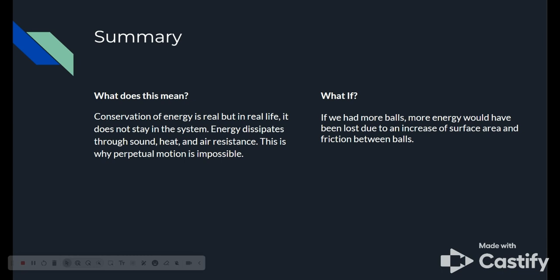And to conclude, the lab was successful and we successfully calculated how much energy was lost.